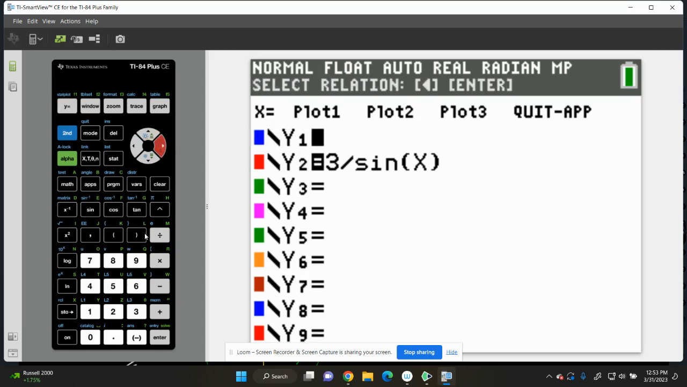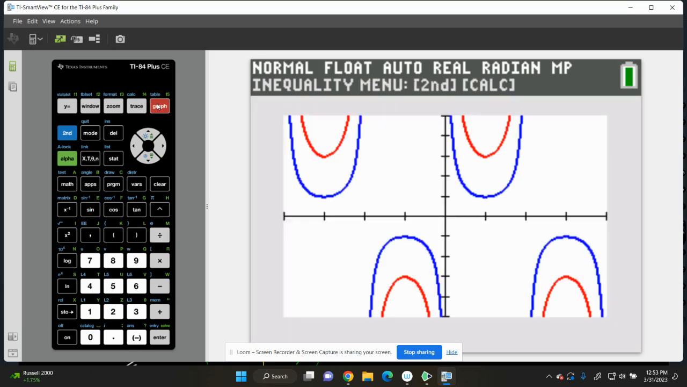Yes, Annalie. How come sine to the negative 1 doesn't equal 1 divided by sine? Anybody remember why that is? Well, why don't we just use sine to the negative 1? Sine to the negative 1 is the inverse sine, and that's what we use to find angles. So sine to the negative 1 is actually not 1 over sine.